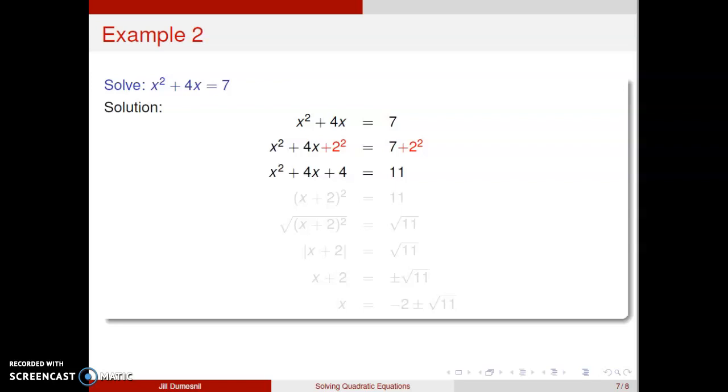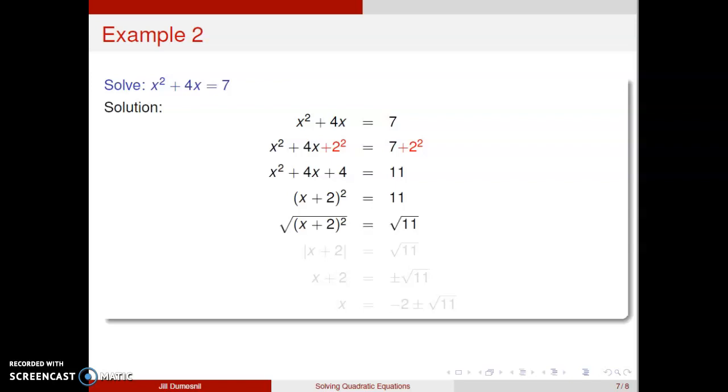The left-hand side is a perfect square trinomial. We can factor x squared plus 4x plus 4 as the quantity x plus 2 squared. Notice that the term squared always has the form x plus half of the coefficient of x. So the term that's squared always has the form x plus b over 2 quantity squared.